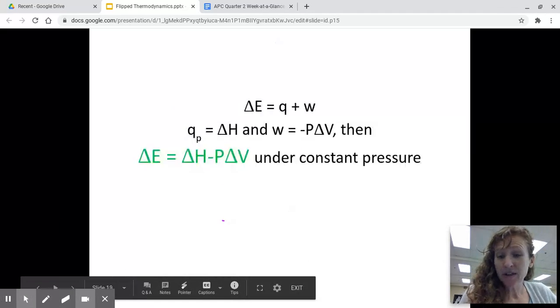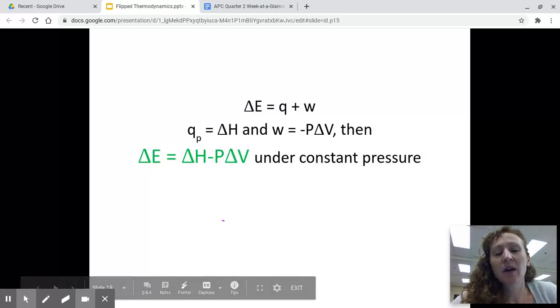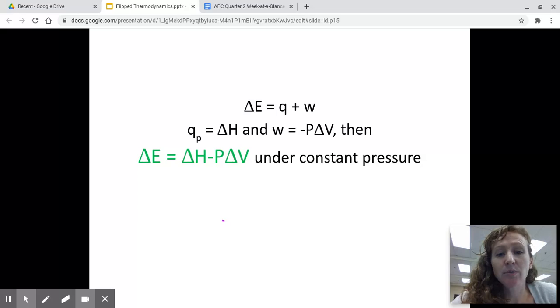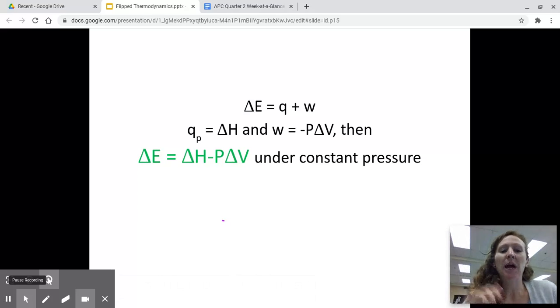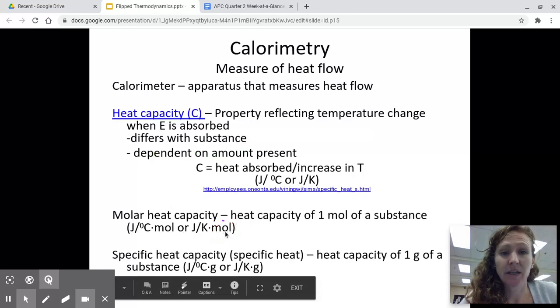Okay, so on this problem, there's a couple problems that your book kind of goes through in order to deal with this equation. We don't deal with this equation a whole lot, so we'll just keep it in our back pocket in case we need it later.